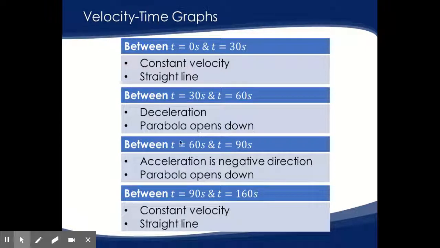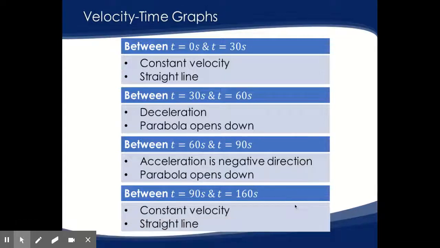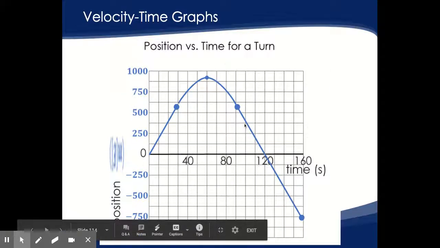And then you are looking at 60 to 90 seconds. Again, acceleration is still in a negative direction, so your parabola is still opening down. And then at the very last section, you have a constant velocity again, so you're going to have another straight line. So it would look like this.